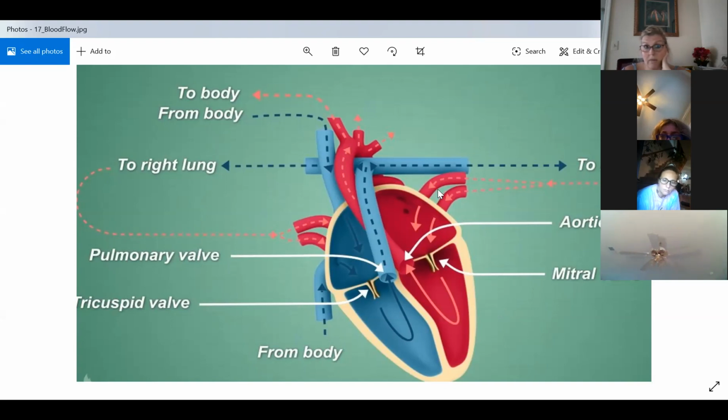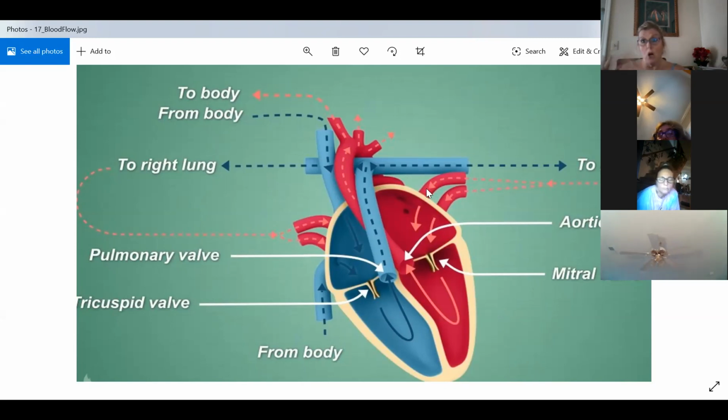So the aorta is huge, like it's big. You hear about people having an aortic rupture. Those people rarely make it. If you do, they have a lot of problems, because that blood is being pumped.